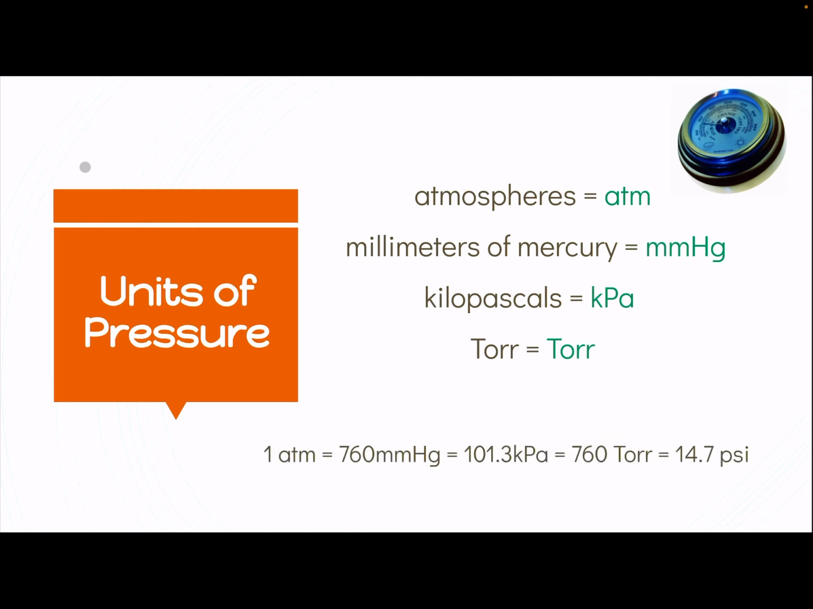Our conversion factor looks like this. 1 atmosphere is equal to 760 millimeters of mercury. That's equal to 101.3 kPa and 760 torr and 14.7 psi. So all of these pressure units have an equivalent value, so we can use this for converting units. Let's go ahead and try that.